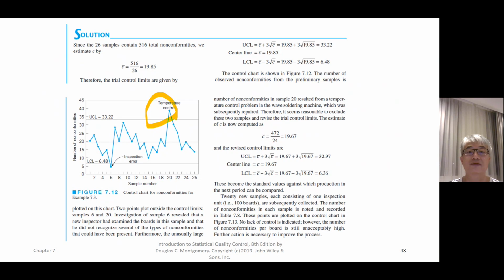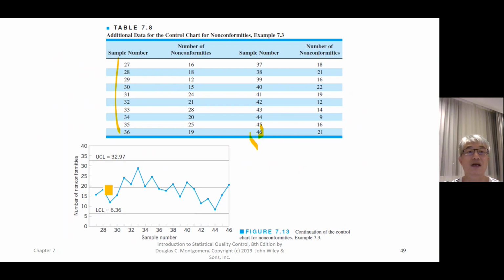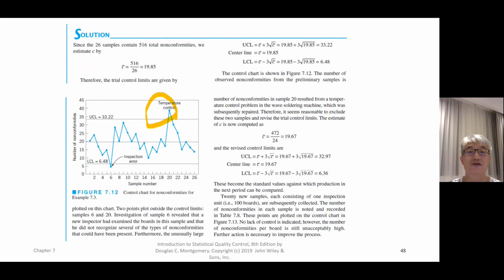Then no lack of control is indicated. However, the number of nonconformities per board is still high, quite unacceptably high. Well, you can see that it is quite high, even though it is within the limits. So further action is necessary to improve the entire process.